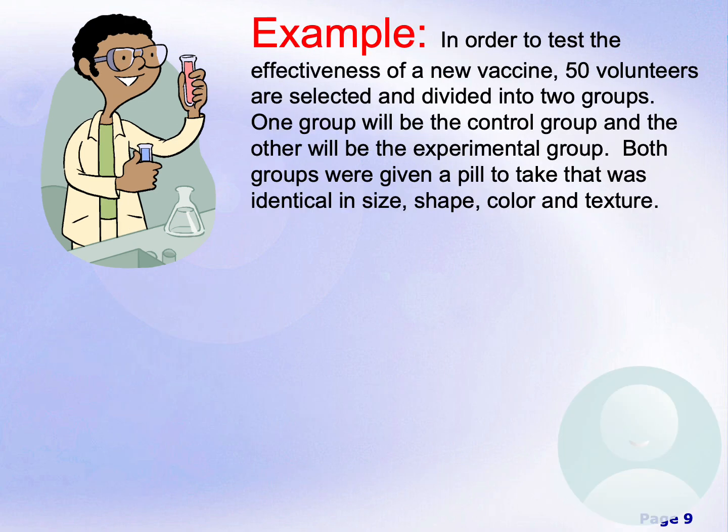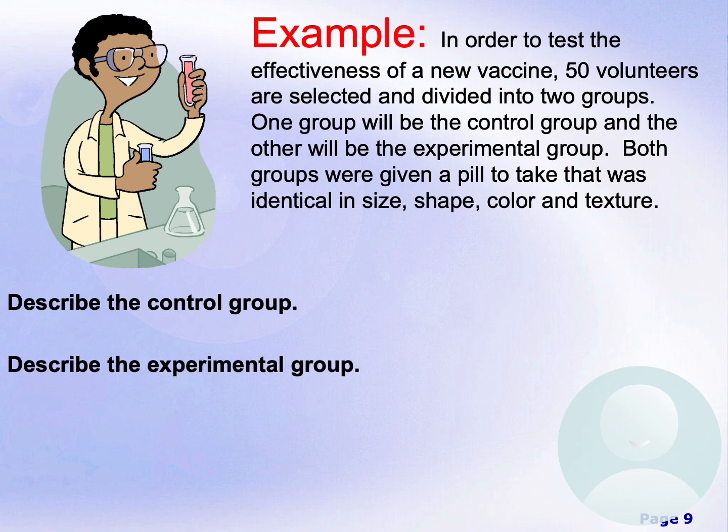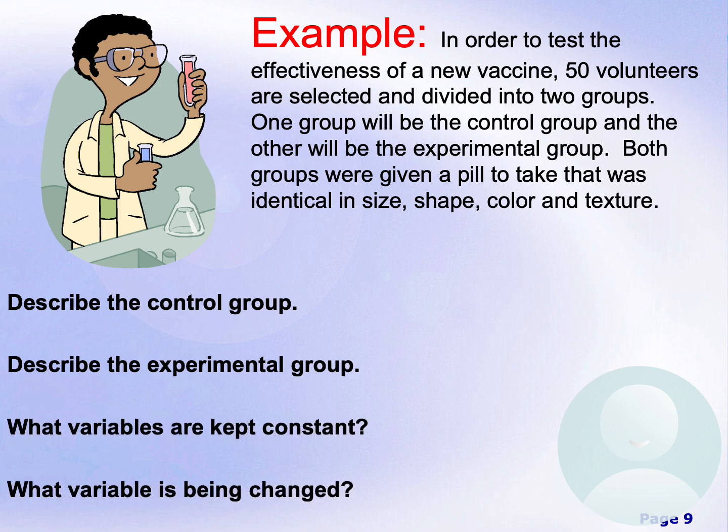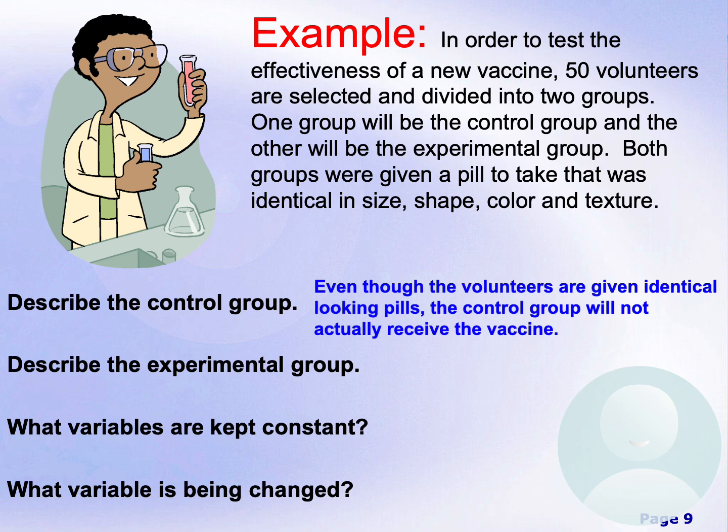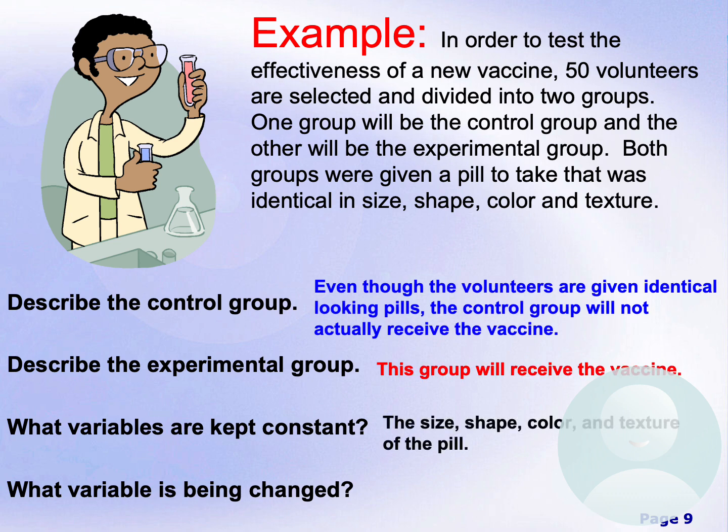Let's look at an example. Imagine you're testing a new vaccine. You give one group a pill with the vaccine, the experimental group, and the other group a pill without it, the control group. Everything else, the pill's appearance, when they take it, how often, is the same. The only difference is the vaccine. That allows you to measure whether the vaccine had an effect. Feel free to pause this video to review this.